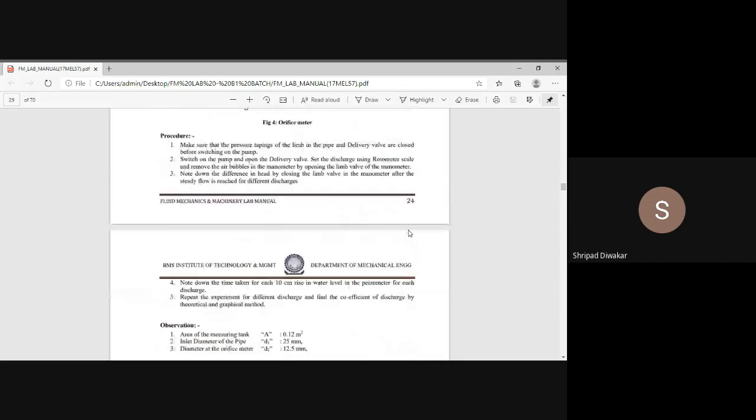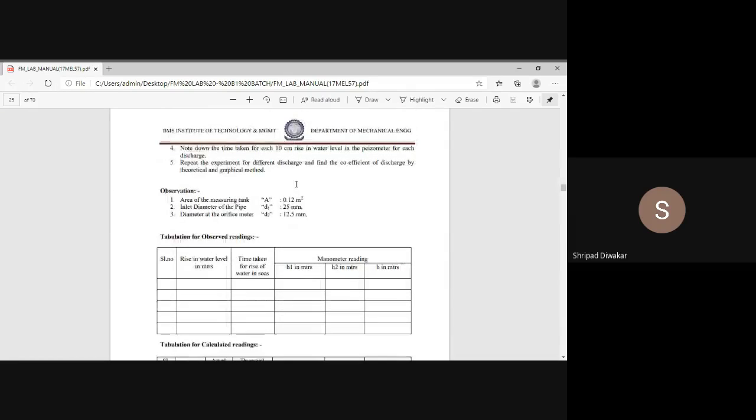Next, rotameter scroll and remove the air bubbles. If any air bubbles are there in the manometer, you have to remove them by opening the limb valve of the manometer. In order to get accurate readings, you have to remove the air bubbles in the manometer. Next, you have to note down the difference in manometer readings.